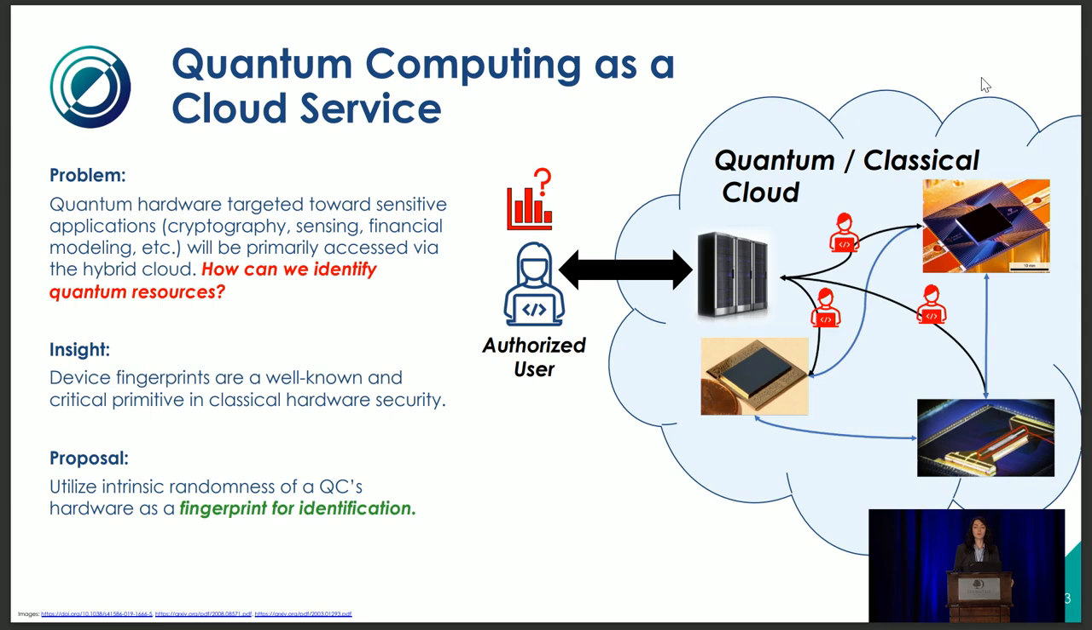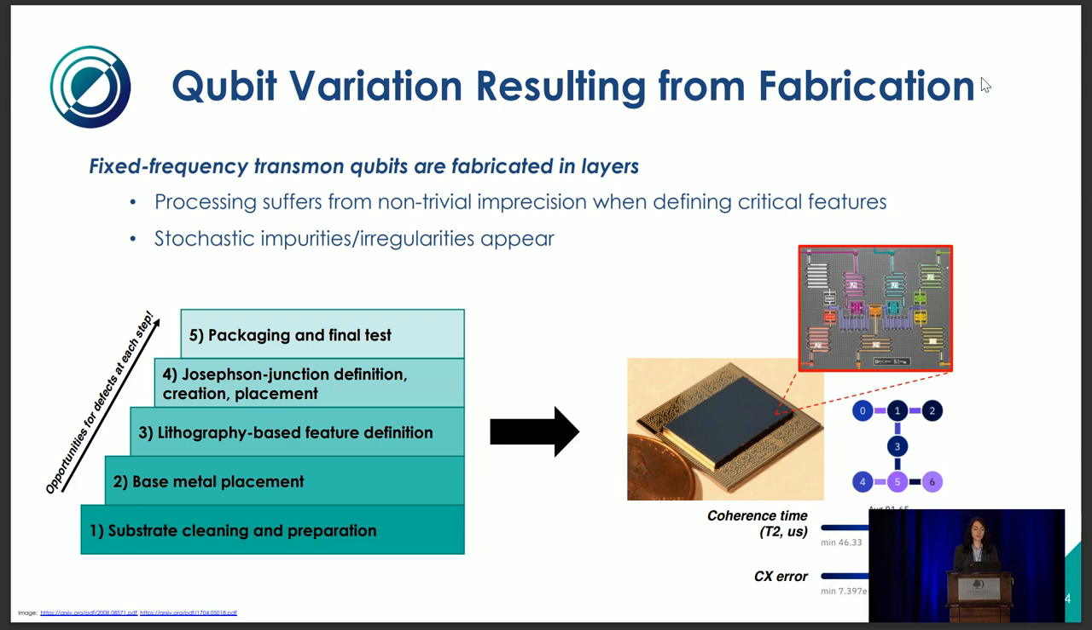So we needed to pick out of that property signature which ones were going to be stable and reliable enough for us to identify that device over time and distinguish it among its neighboring devices. So we decided to use variation as a strength. And here we took inspiration from our classical fingerprinting literature, that we can use intrinsic properties that appear during fabrication.